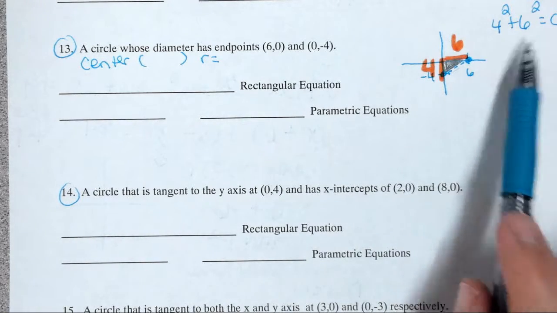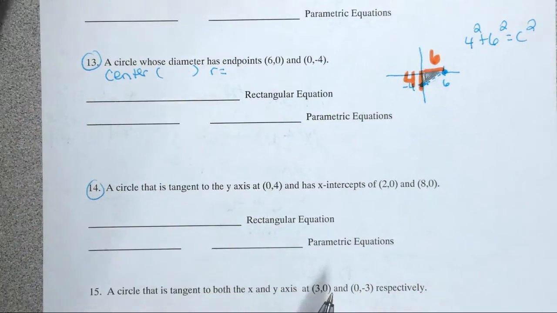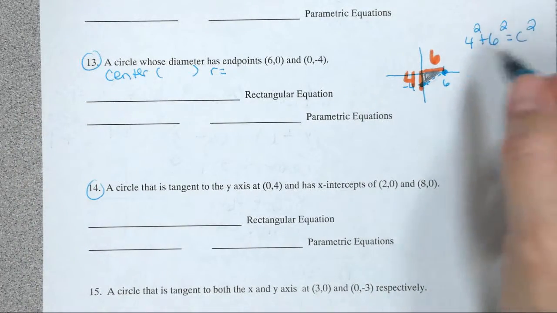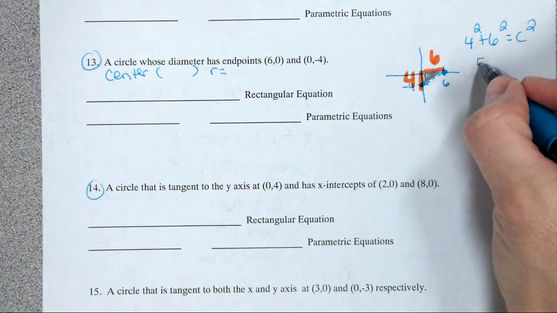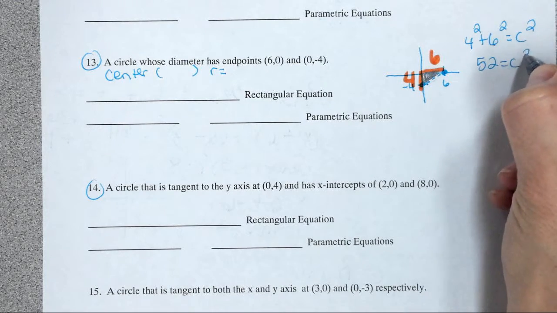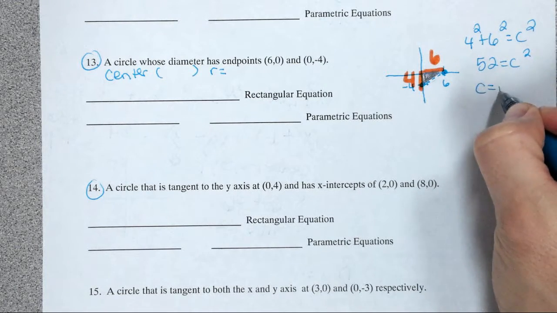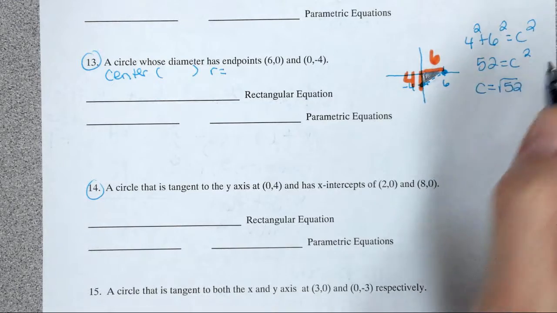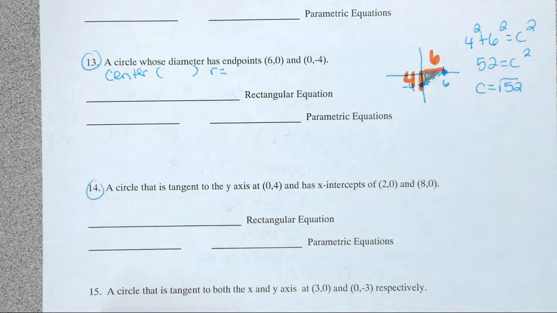What is 4 squared? What's 6 squared? Please add those together. 52. So what is c? Square root of 52. All right, guys, I don't want the decimal. That's not going to help me because it's going to be some crazy long thing. You have to do this the old-fashioned way. I have to simplify it.